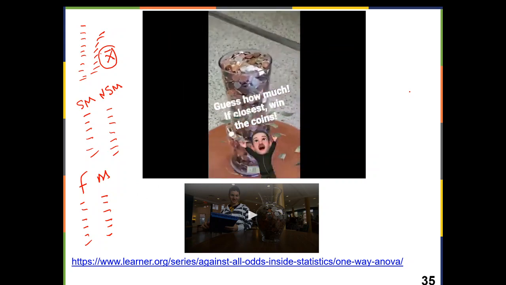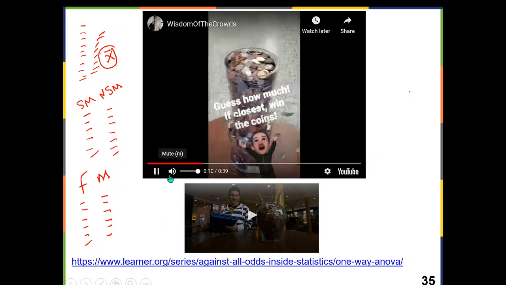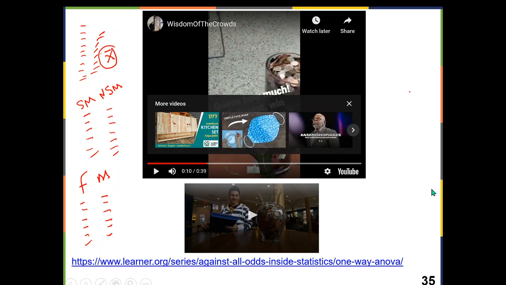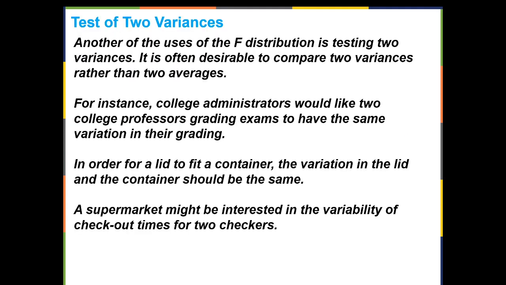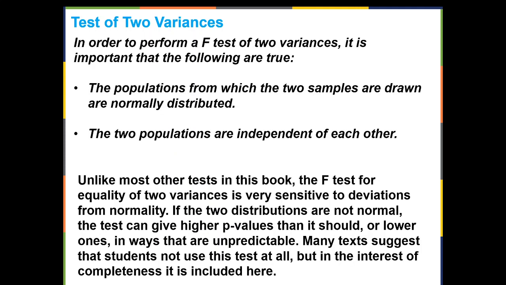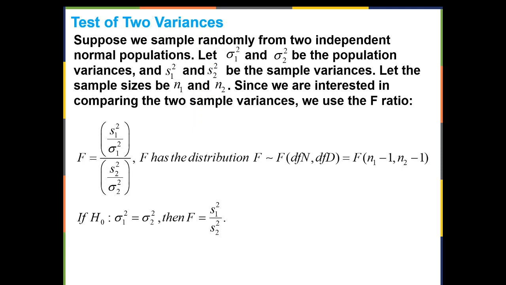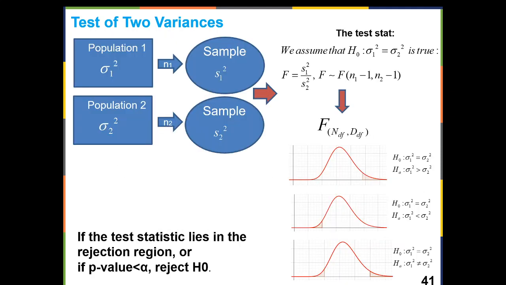All right, I'm going to stop this now, and we are going to move on. We're going to talk about the test of two variances. This is really easy. I'm going to explain the idea right here. You can read these conditions in a second, or you can stop the video and read them. But I'm going to go to the test itself first.